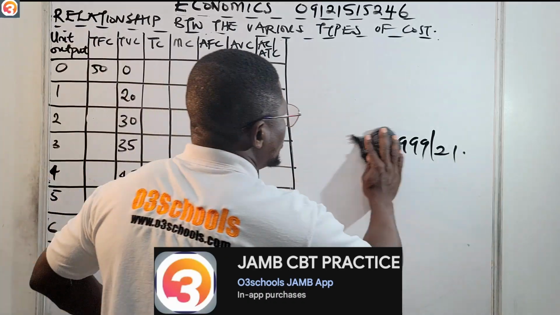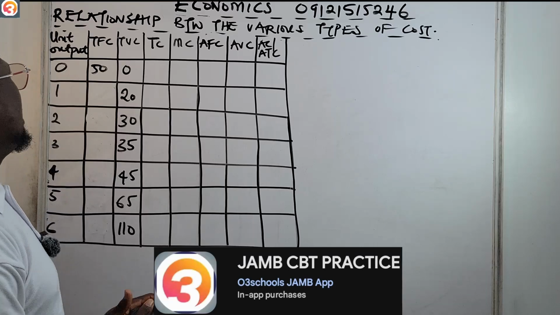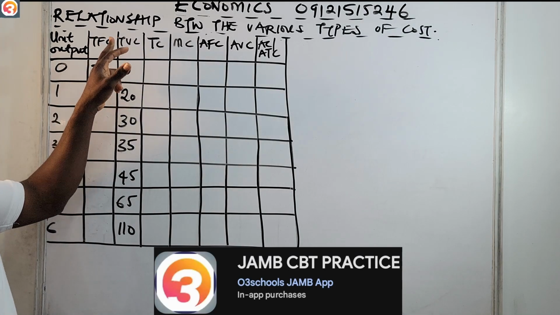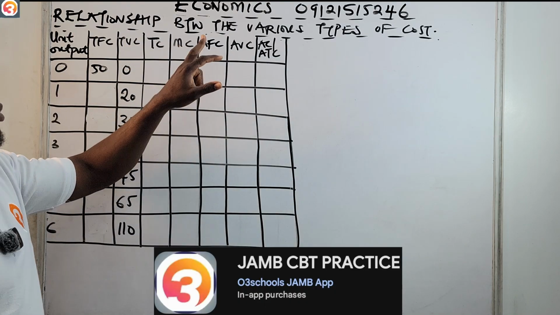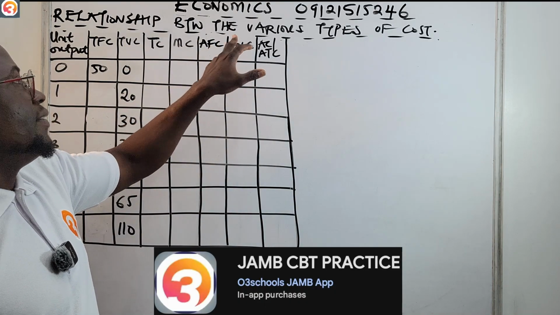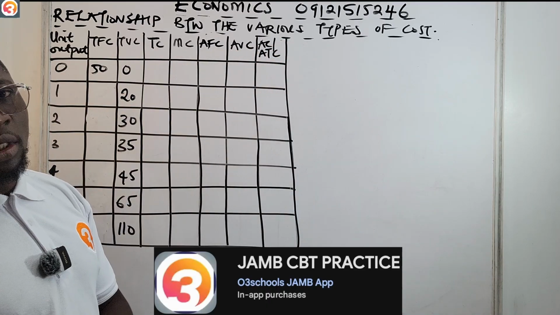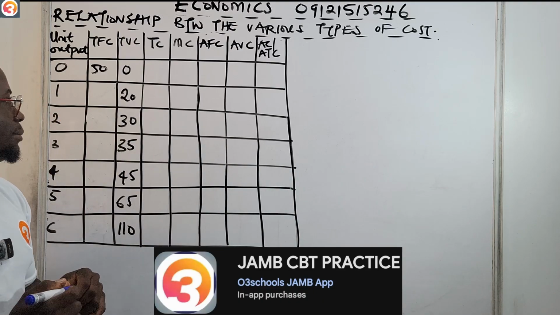Let us go to the board quickly and finish up this table. We have unit output here. We have total fixed cost here. We have total variable cost. We have total cost. We have marginal cost. We have average fixed cost. We have average variable cost. Then we have average cost, or the one we call average total cost. So now we're supposed to fill this table.